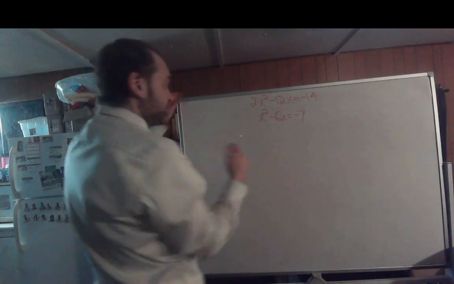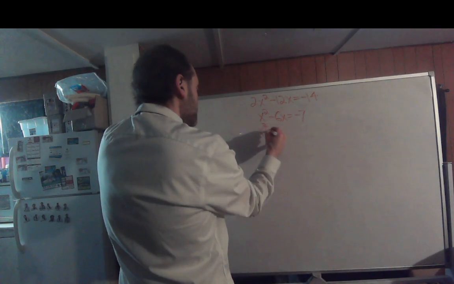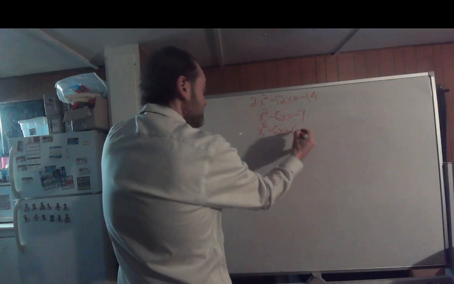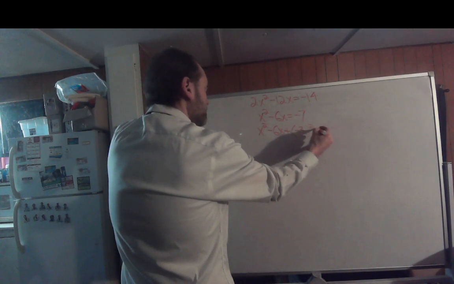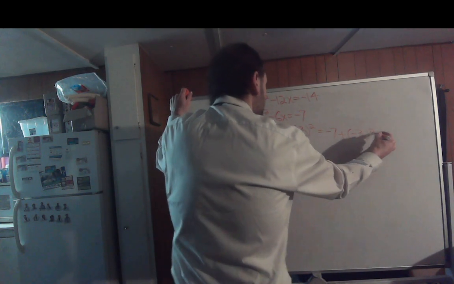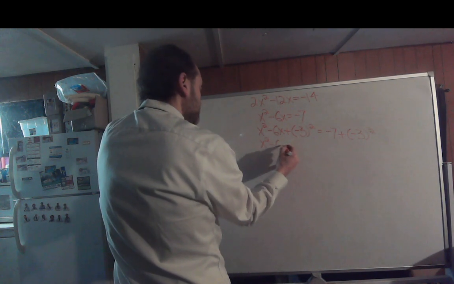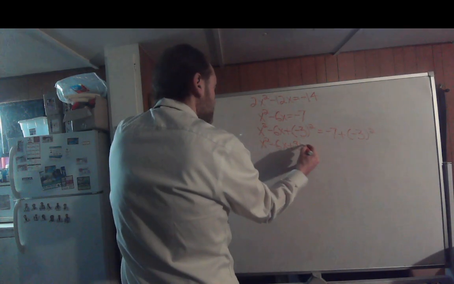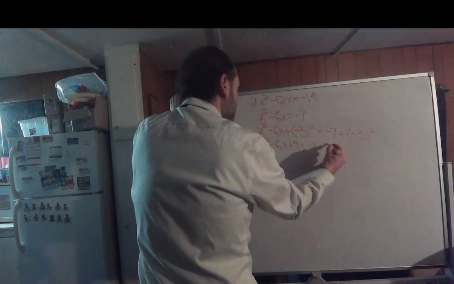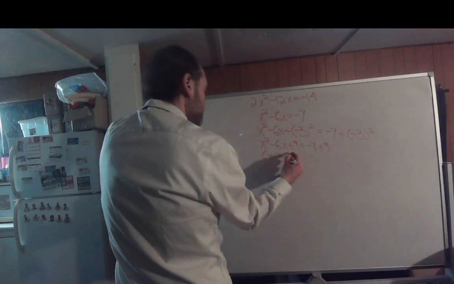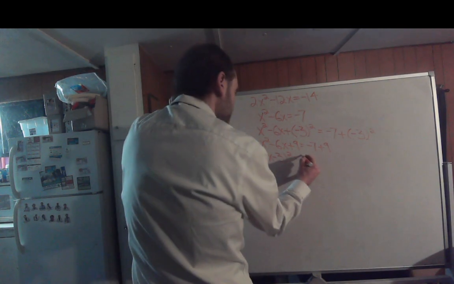All I have to do then, of course, take my x squared minus 6x plus half of negative 6 is negative 3, raise that to the second power, which would end up being negative 7 on the right side plus that negative 3 raised to the second power. So the left side will become x squared minus 6x plus 9 would equal negative 7 plus 9, which the left side would turn into x minus 3, that quantity squared, would equal 2 on the right hand side.